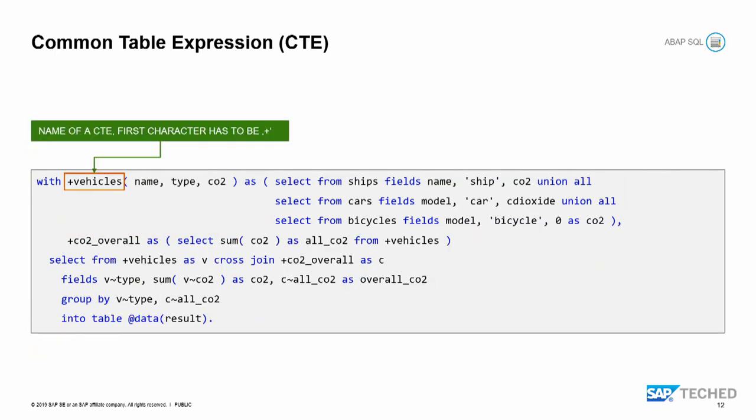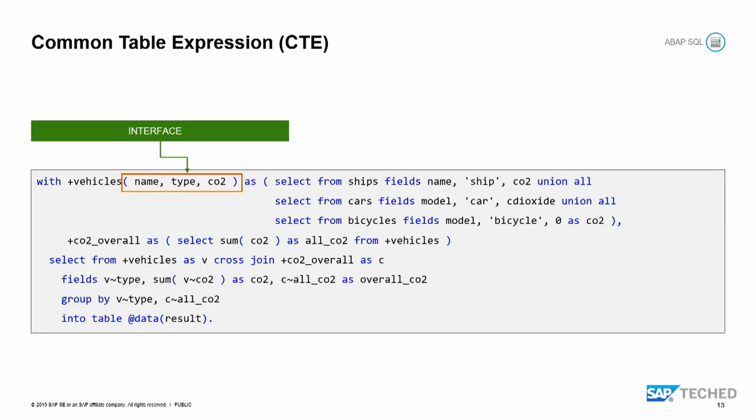So how is the syntax? How can I work with this object? Here, some particularities. It starts with the statement WITH. And the name of the object must start with the plus sign, as we can see here. We have +vehicles. That's just one sample. We can create more than one per statement. It's up to us to define how many we need.